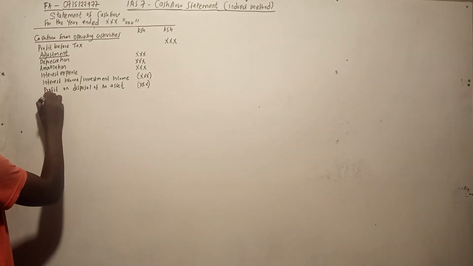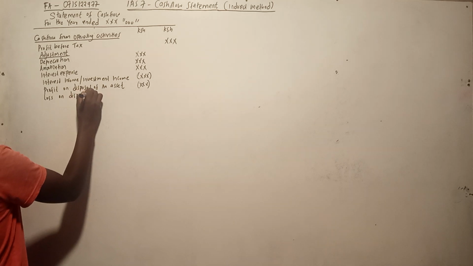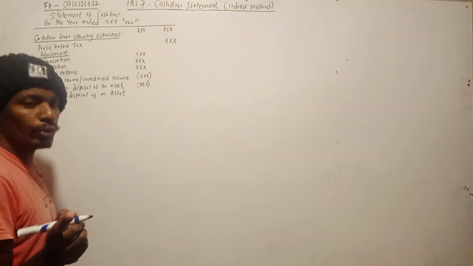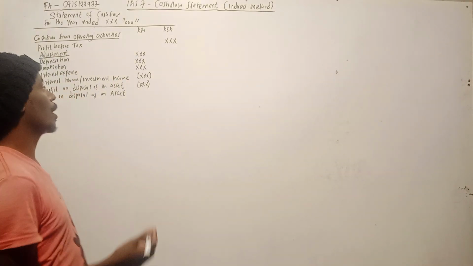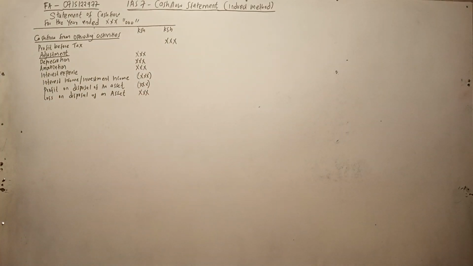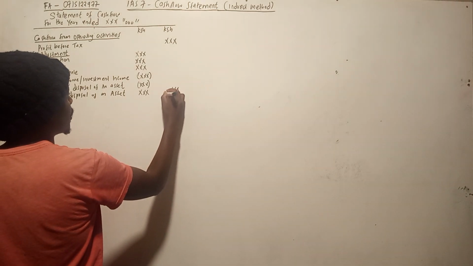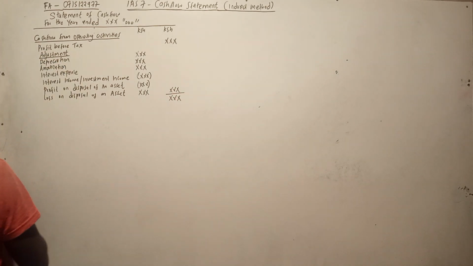We can also have loss on disposal of an asset. Now, loss was treated as an expense. It was deducted. Now, if it was deducted, we add it back. So those are some of the items which you can find. When you add these items together, then you add them together.